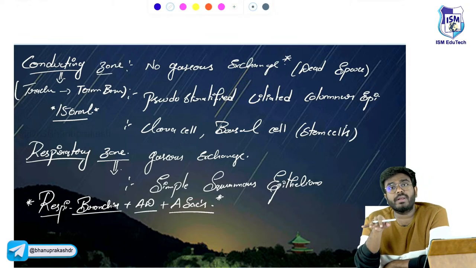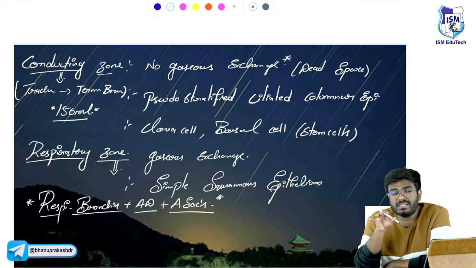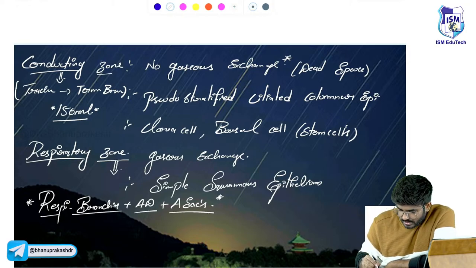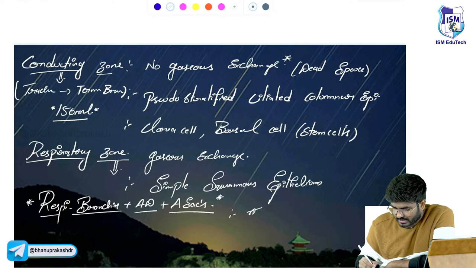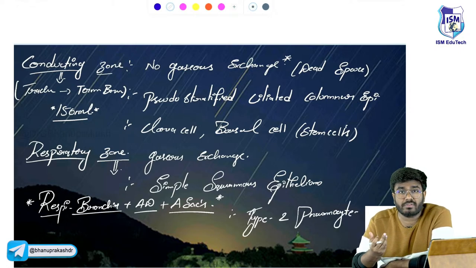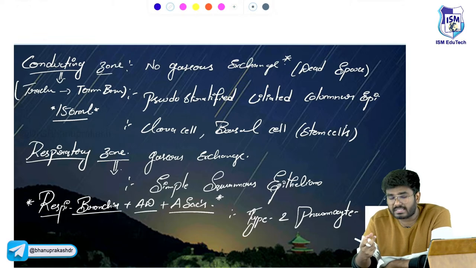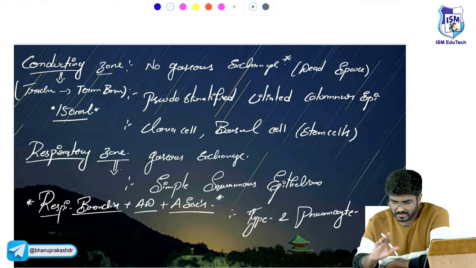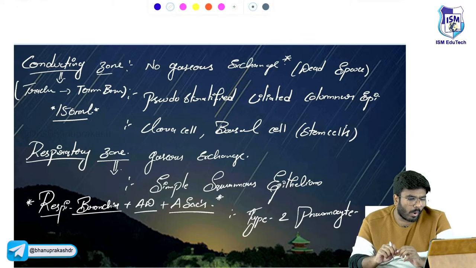See, even in the respiratory zone, there is a stem cell. What is the stem cell that is present in the respiratory zone? The stem cell in the respiratory zone is called type 2 pneumocyte. We have discussed, right, the one which produces the surfactant. So, type 2 pneumocytes are the ones which produce the surfactant. Okay, done.